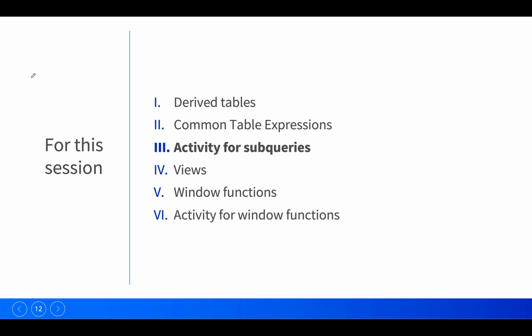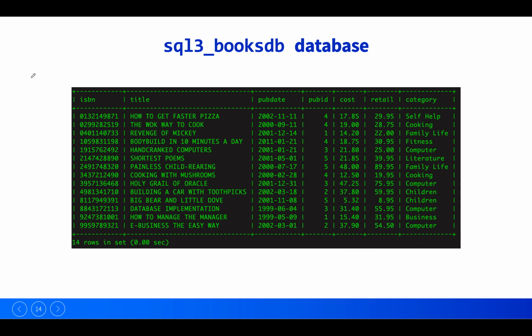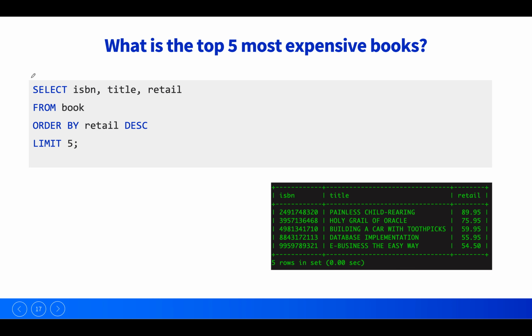So now let's take a look at an activity that can make use of these derived tables as well as common table expressions. Here we're going to be making use of the SQL3 books database, and in particular we're going to be taking a look at the book table as well as the order item table. For this activity we want to answer the following questions. First, what are the top 5 most expensive books?